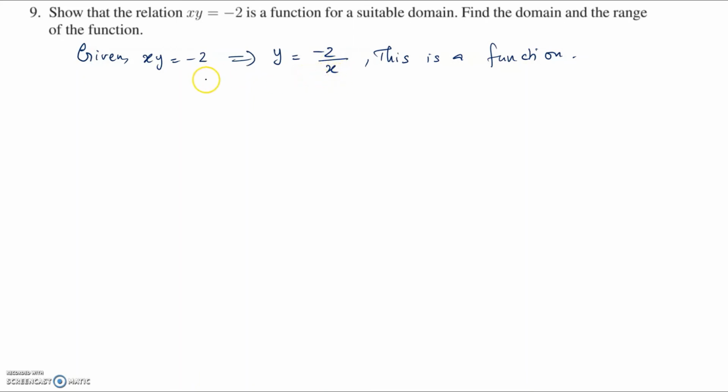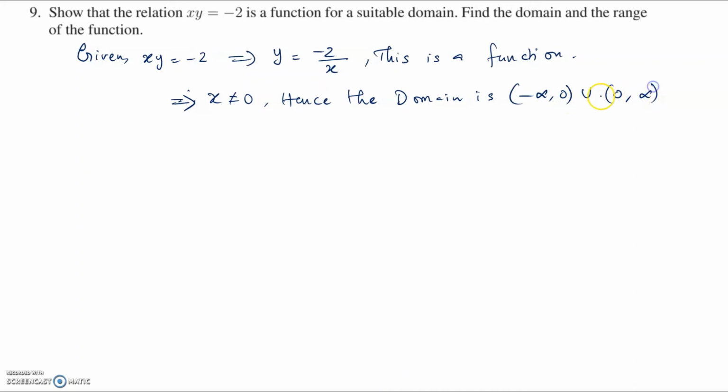Domain is x. So for x to be the domain, x cannot be 0 in this set, but it can take any other value. Therefore, x is not equal to 0, hence the domain is minus infinity to 0 in open bracket union with 0 to infinity again in open bracket. So 0 is not included, the rest is all there from minus infinity to plus infinity.